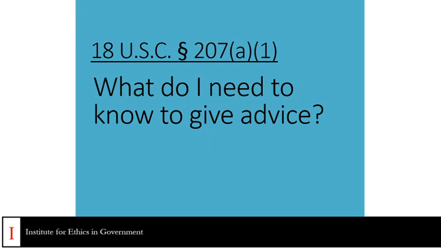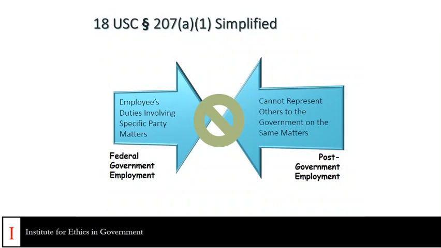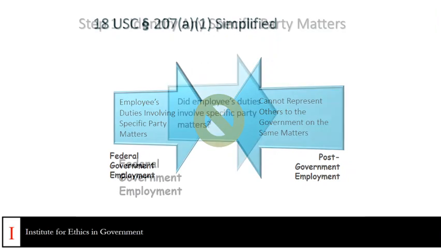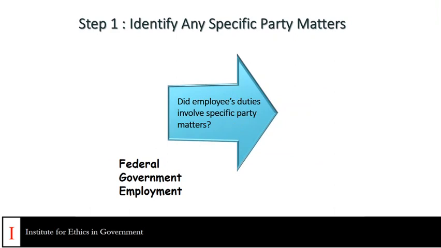What do I need to know in order to give advice? In order to give advice on (a)(1), we really have to begin with the critical piece of the restriction, which is the specific party matters. So the first step in our analysis is always going to have to be to have our federal employees identify for us, to the greatest extent possible, whether or not they were involved in specific party matters and what those specific party matters may have been.